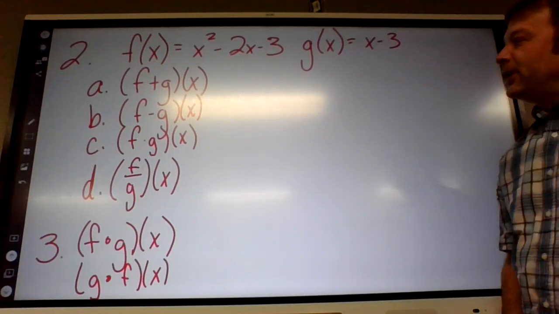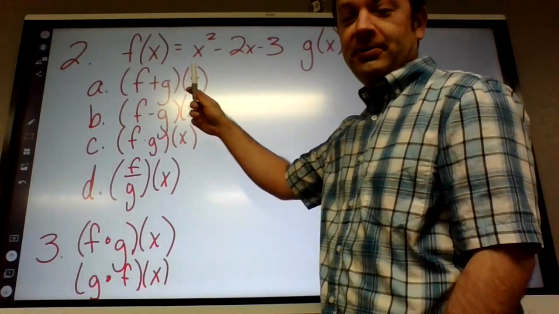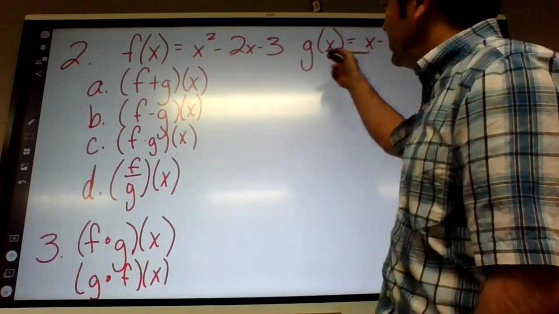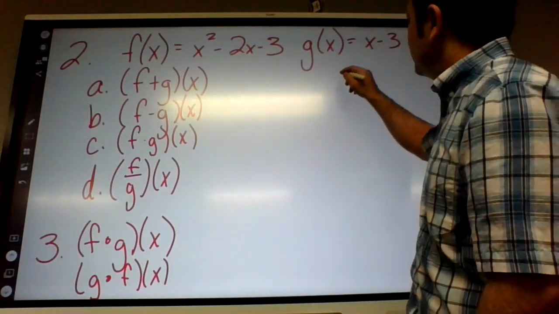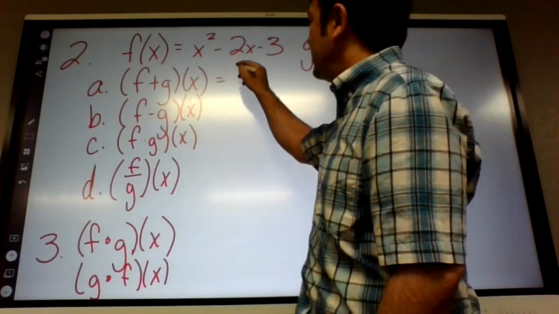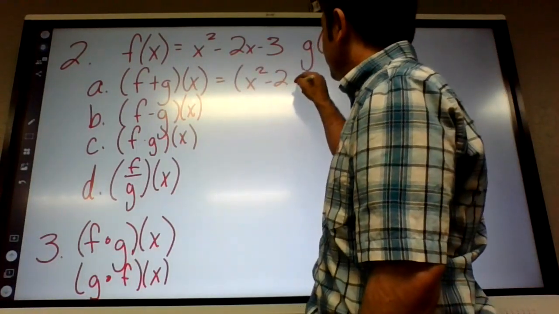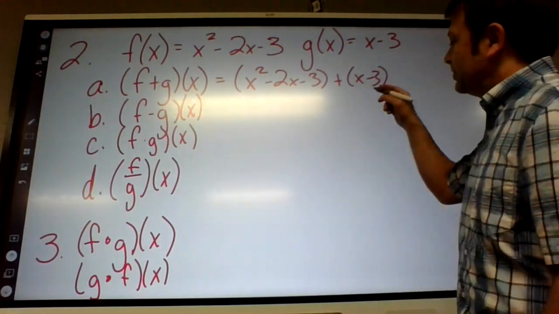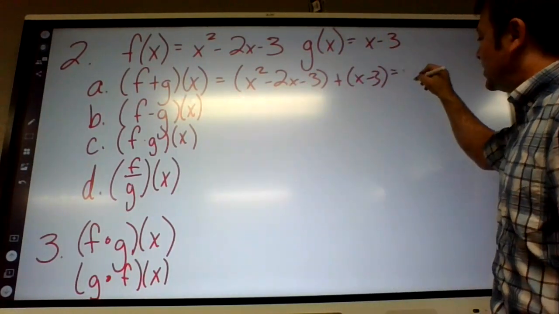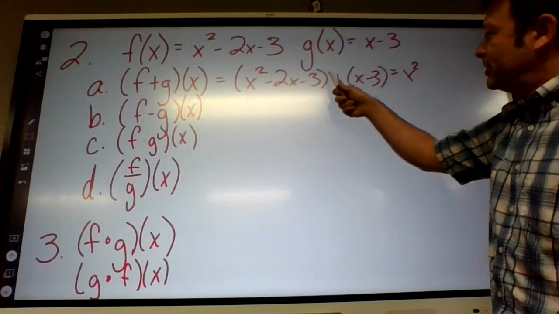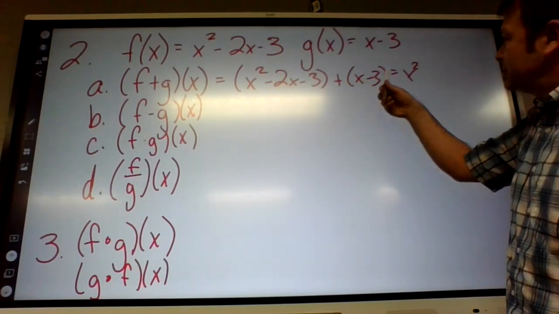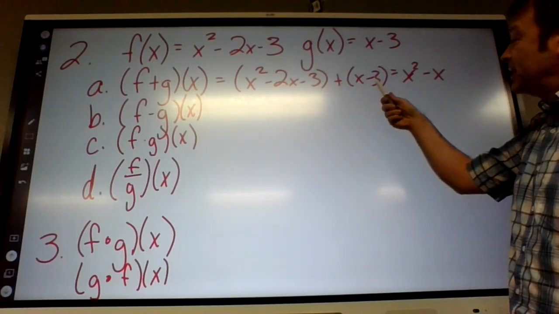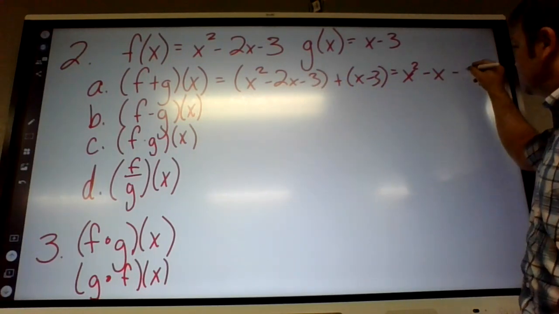Okay, so for A, we have to add these two together, but you can only really add the like terms. Suppose if I wrote it out, it would look like this. You don't really need parentheses on this one, but it would be x squared minus 2x plus 1x is negative 1x. And negative 3 plus negative 3 is negative 6.